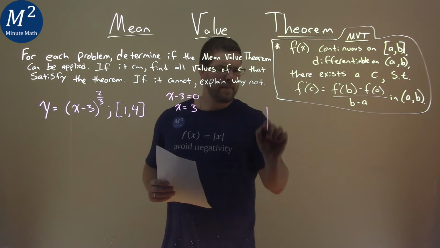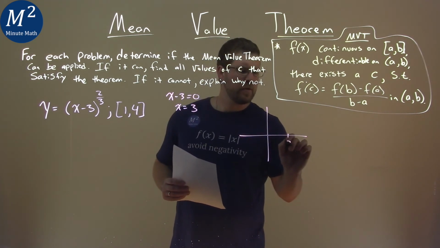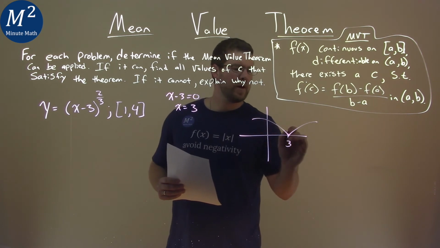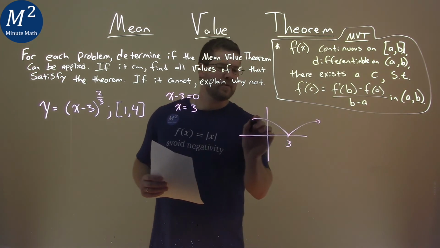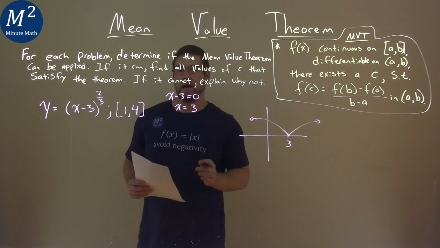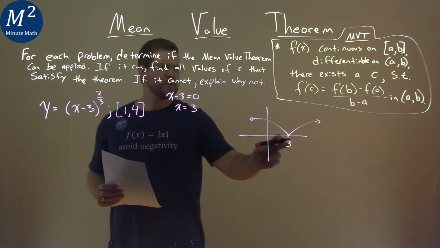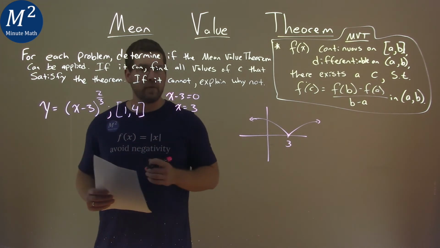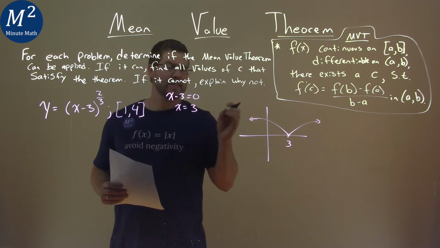If we graph that, we have 3. Our function looks something like this. And you can see right there, it's continuous everywhere. Well, it kind of keeps going up, but whatever. But it's not differentiable at that cusp there at 3. Now we have an issue though. That 3 is within our interval from a to b, 1 to 4. And so our function is not differentiable there.